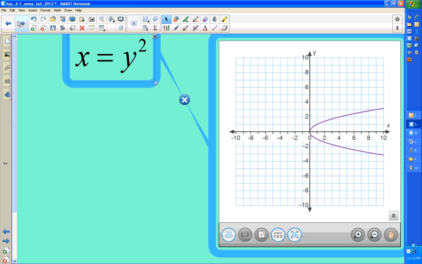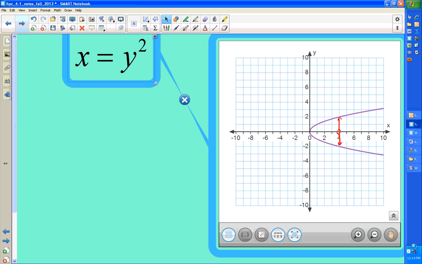Not a function. It's not a function because when you look at your x's, 1 x, let's say for example, when x is 4, y is 2, but y is also negative 2. That means you have 2 y values for 1 x. That's not what the definition tells us.